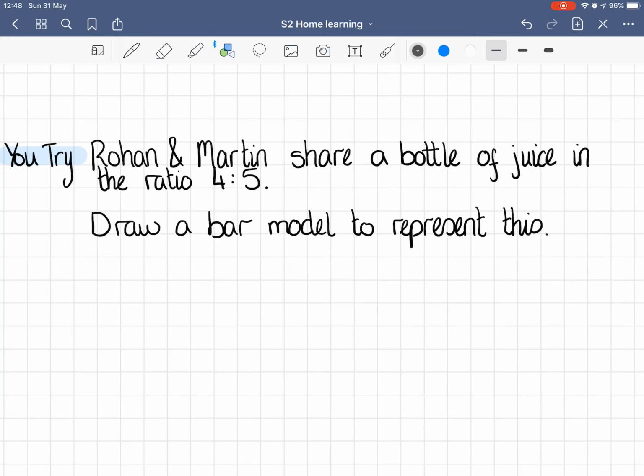For this one, I'm just going to draw a comparative bar model. So I have 4 parts for Rohan, and I have 5 parts for Martin. And I'm just going to label them so I know who has which part. And we can see quickly with the comparative that Martin has 1 piece more than Rohan does.